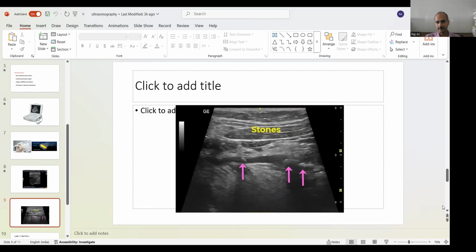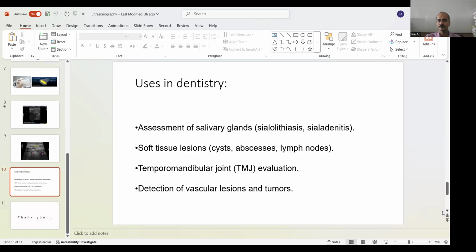Uses in dentistry. We can use ultrasonography for assessment of salivary glands, whether sialolithiasis or sialadenitis, all these things you can find out. Soft tissue masses, that is cyst, abscess, lymph nodes, etc. You can evaluate with ultrasonography, whether it is a submandibular lymph node or a lymph node in the intraparotid or paraparotid region, buccal lymph nodes, etc.